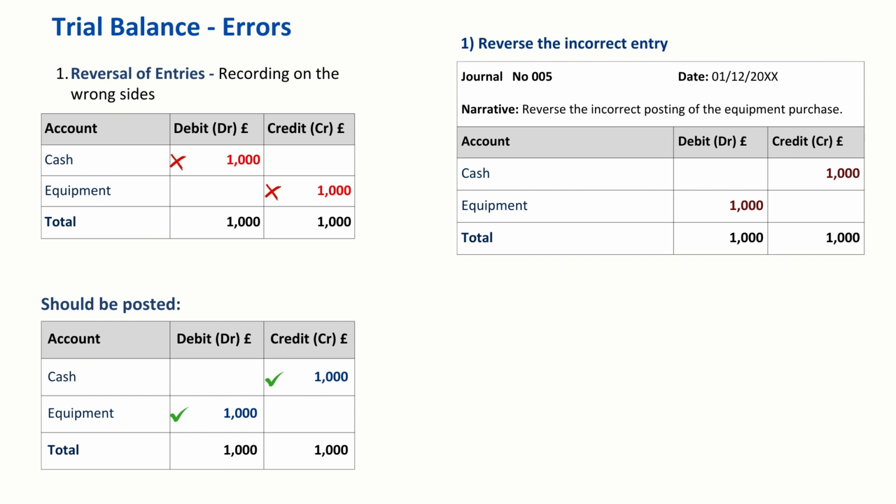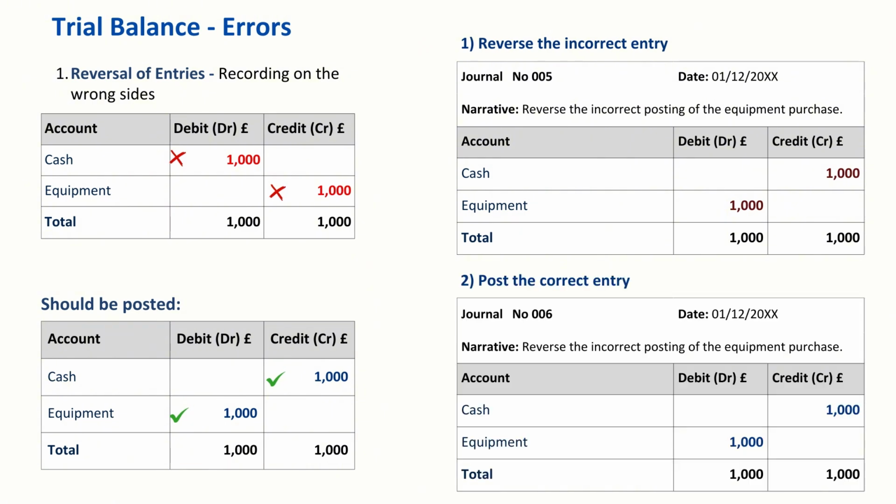Step 1. Remove or reverse the incorrect entry by simply doing the opposite. Debit equipment £1,000 and credit cash £1,000. This cancels out the mistake and returns both accounts to where they would have been if nothing had been posted. Step 2. Post the correct entry. Correct entry should be debit equipment £1,000 and credit cash £1,000.